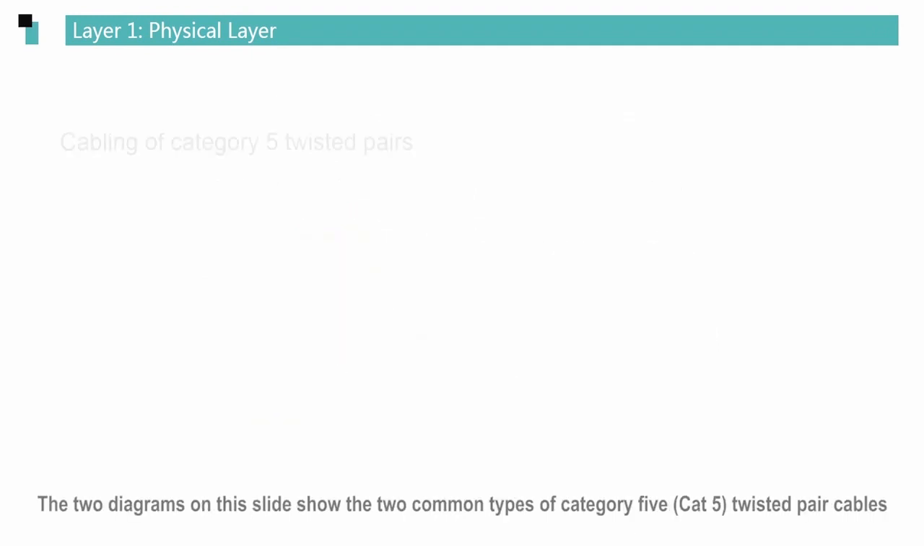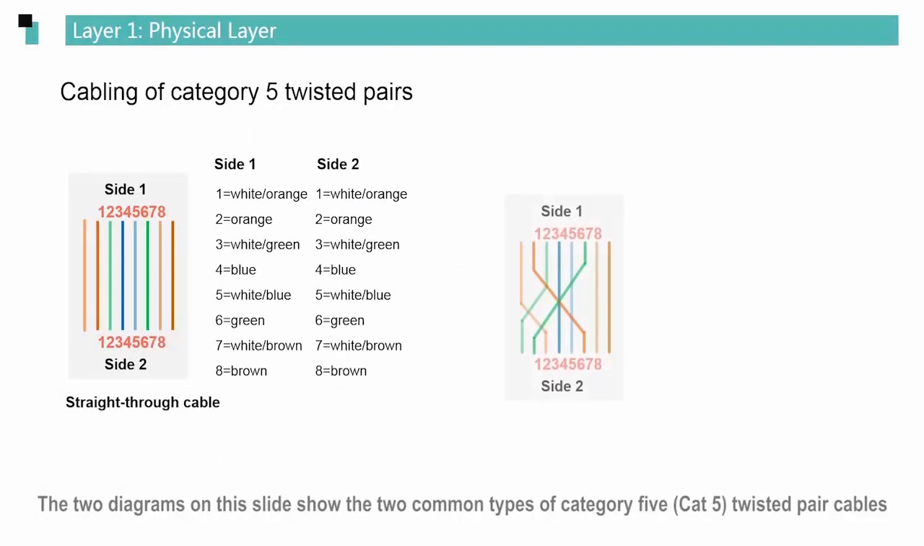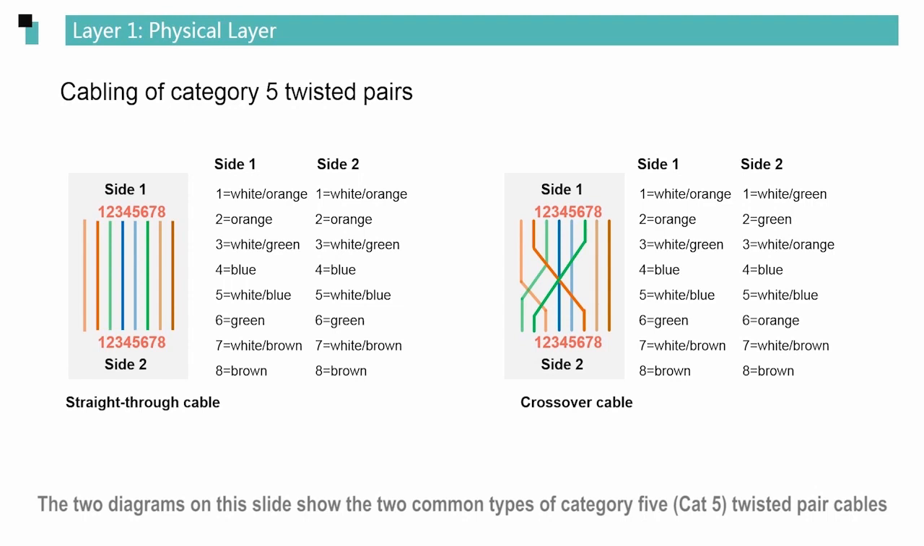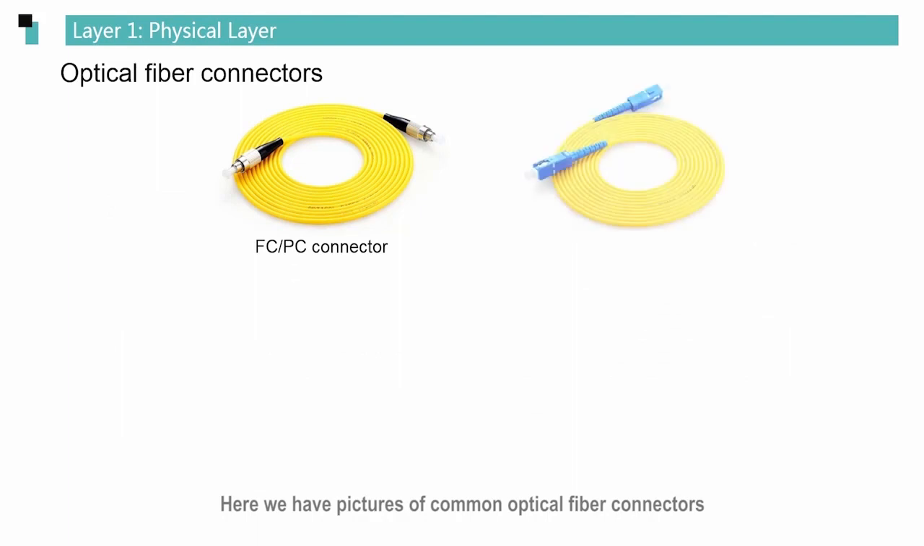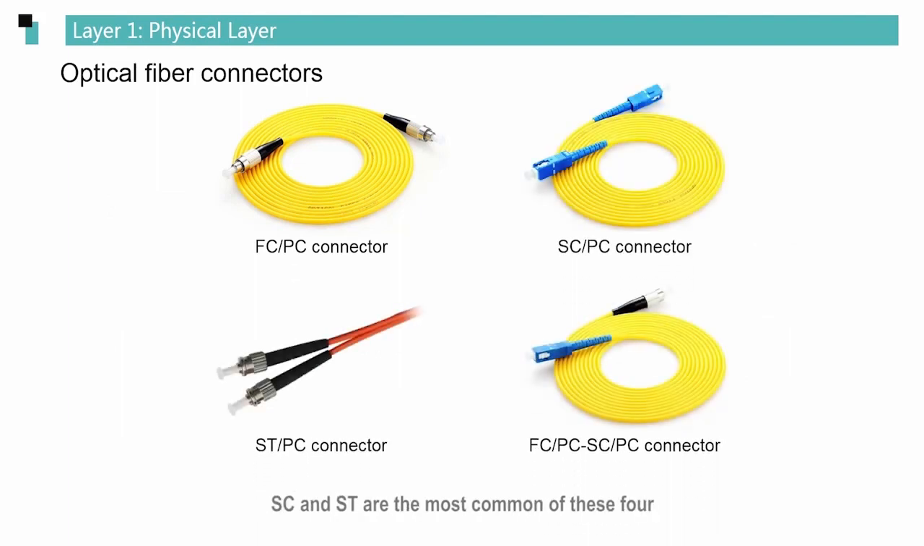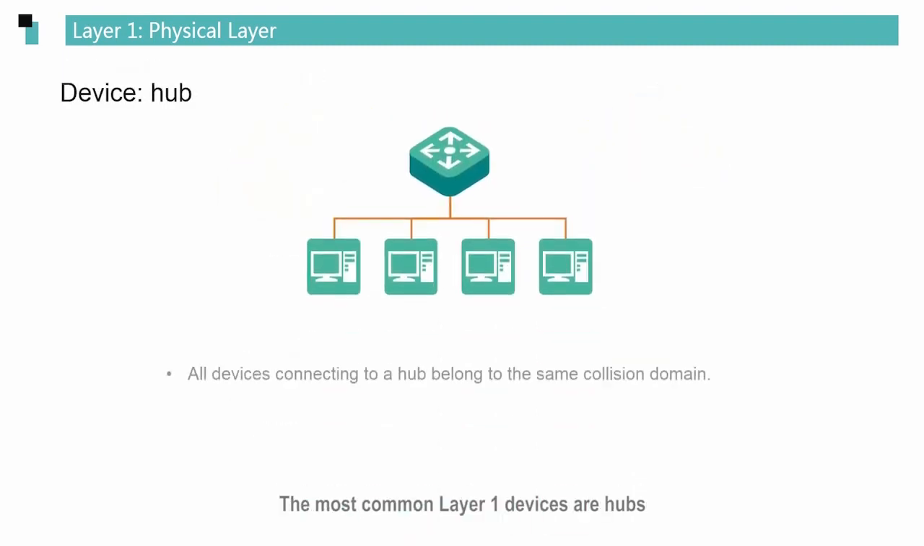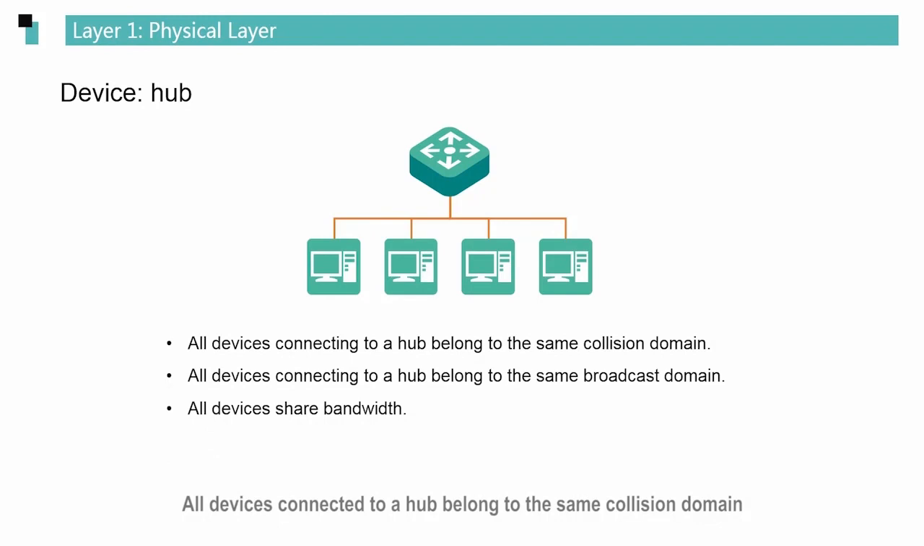The 2 diagrams on this slide show the 2 common types of Category 5, Cat5, twisted pair cables. These 2 varieties are known as straight-through cables and crossover cables. Here we have pictures of common optical fiber connectors. SC and ST are the most common of these 4. The most common Layer 1 devices are hubs. All devices connected to a hub belong to the same collision domain, and so only one node can use bandwidth at a time. That is why hubs are rarely used on modern networks.